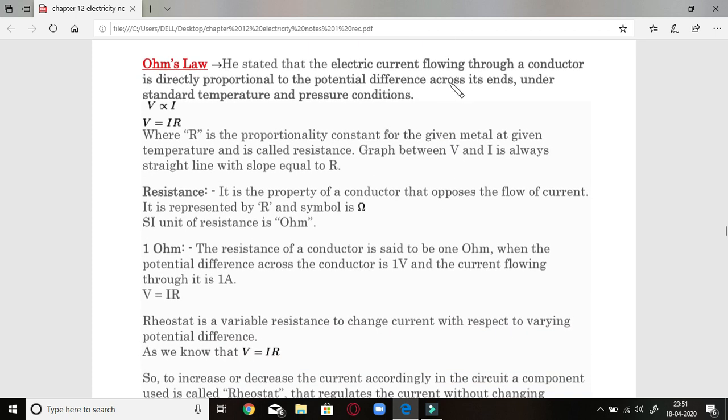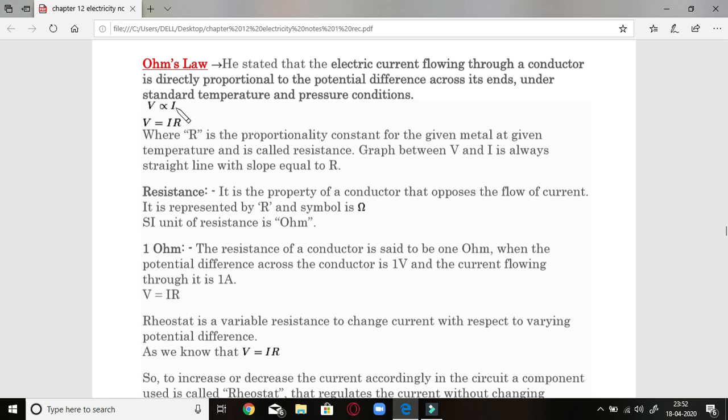He stated that electric current flowing through a conductor is directly proportional to the potential difference across its ends under standard temperature and pressure conditions. कि जब हम स्टैंडर्ड टेम्परेचर और प्रेशर की कंडीशन स्टैंडर्ड रखेंगे तो उस टाइम पर जो करंट फ्लो होगा सर्किट में से फ्लो होगा वो पोटेंशियल डिफरेंस के डायरेक्टली रिलेटेड होगा, डायरेक्टली प्रोपोर्शनल होगा.